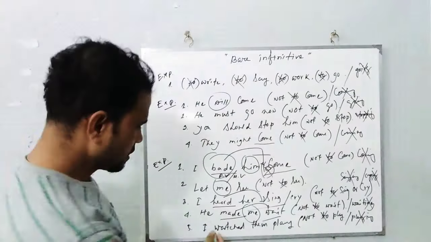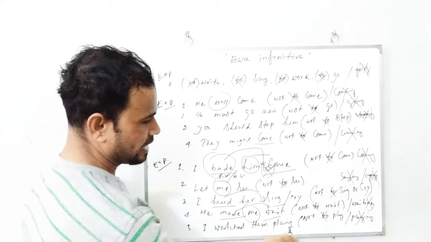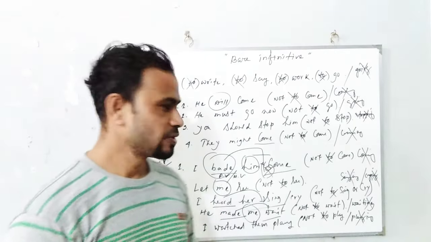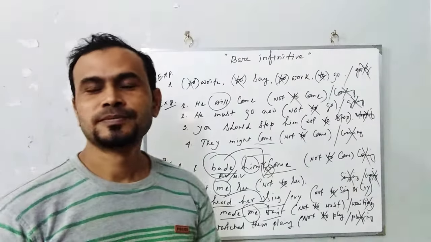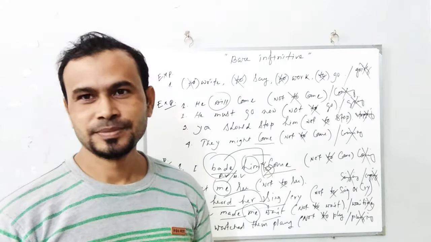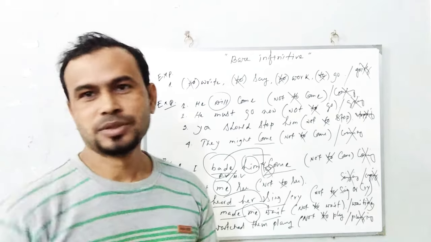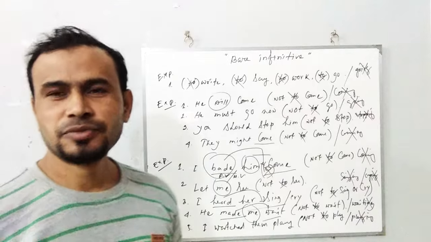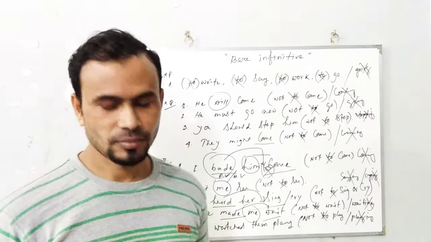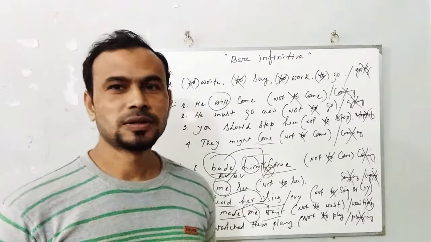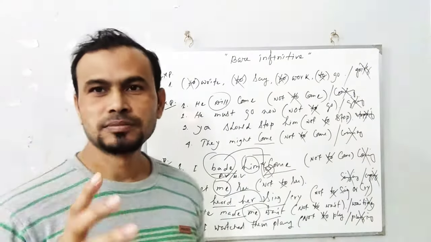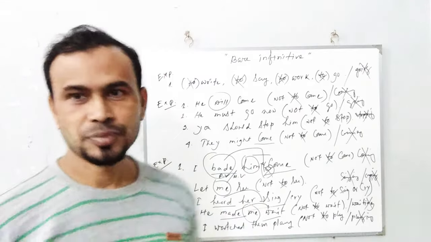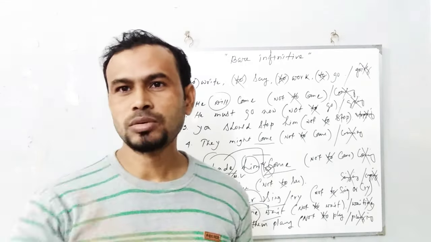Next sentence. I watched them play. I watched them play, not to play, or not playing. Remember. So my friends, I think you got important information from these sentences. I'd like to tell more about it.